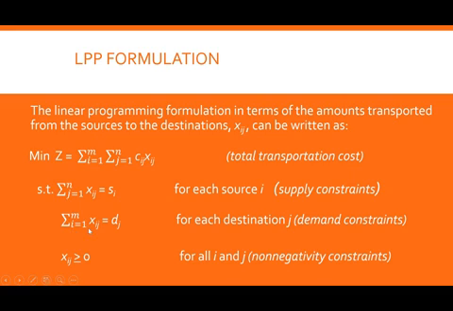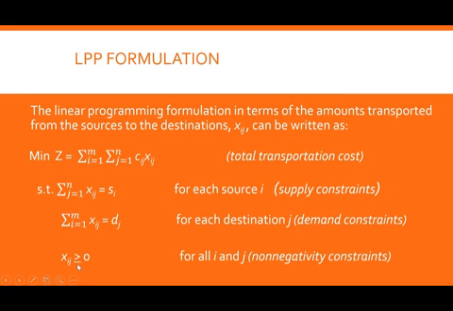So when I take the summation of Xij for every destination, then it should be equal to the demand of the destination. Okay? So this also is understood.